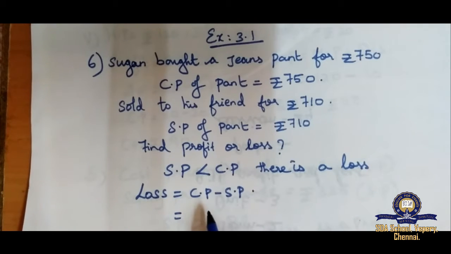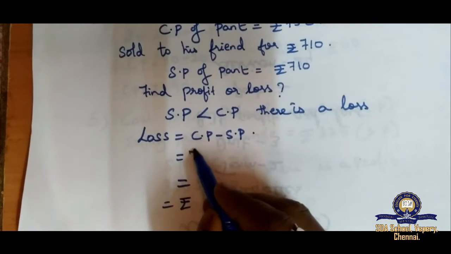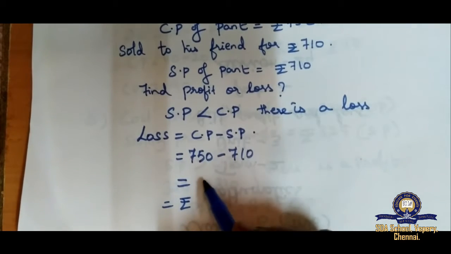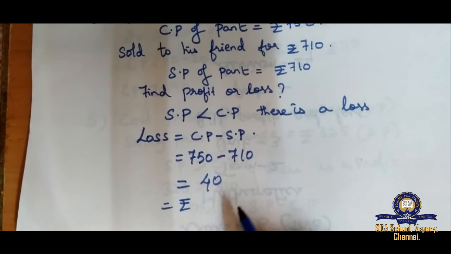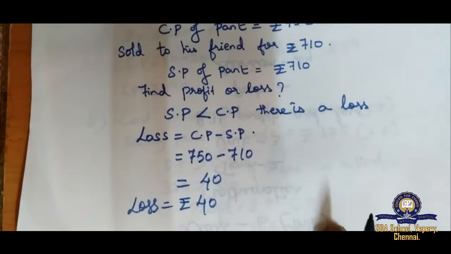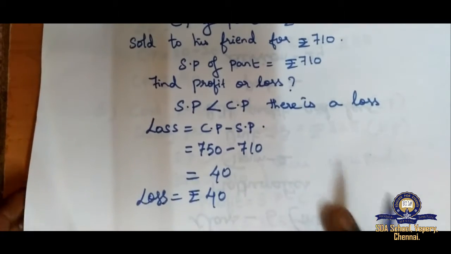What is the loss formula? CP minus SP. What is the CP value? 750. What is the selling price value? 710. You can very well say that it is 40 rupees loss. So loss is equal to rupees 40. Clear? Yes. This is how you have to do the sum.